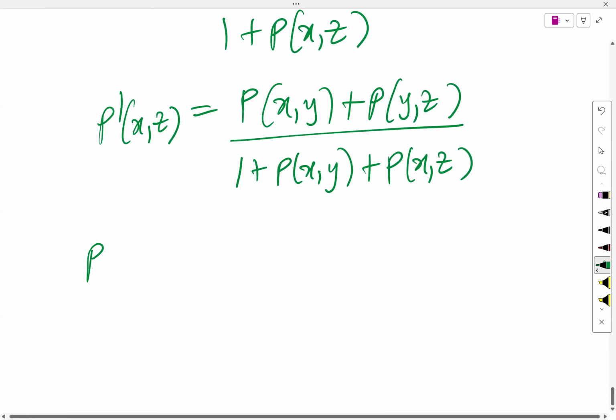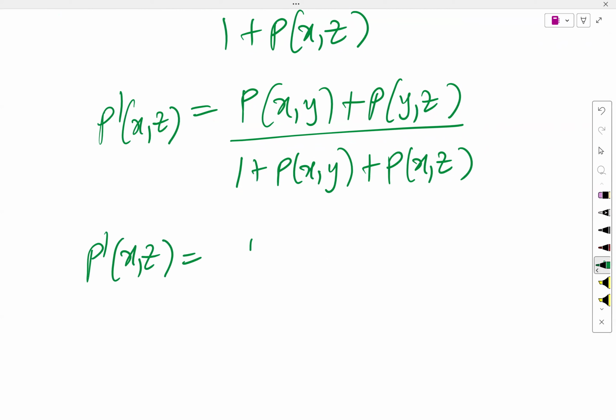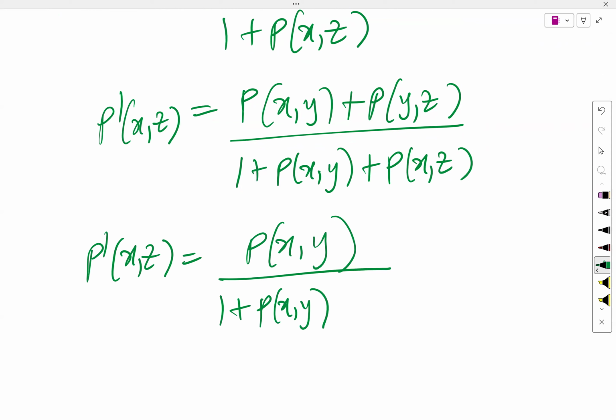Now let's see. P prime of X comma Z is equal to, and now you can split this up. So you have P of X comma Y all over 1 plus P of X comma Y plus, of course, P of X comma Z. So it's more like if you have A plus B over 1 plus A plus B, right? So you can split it. The top determines how you split it, so each one will carry whatever is at the bottom.